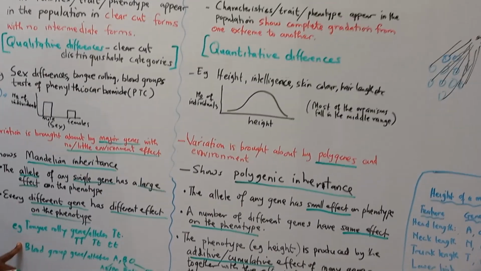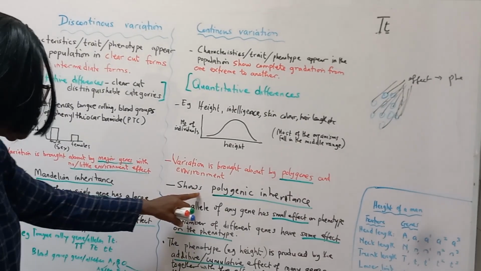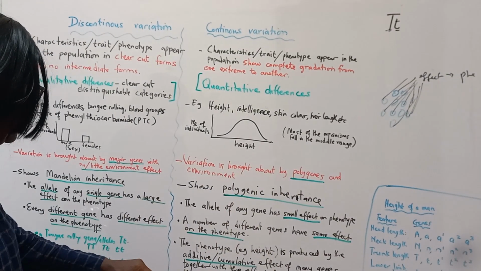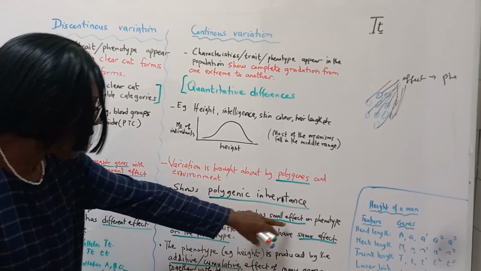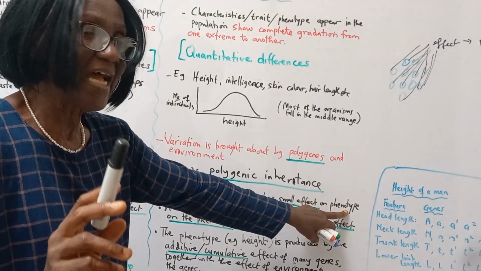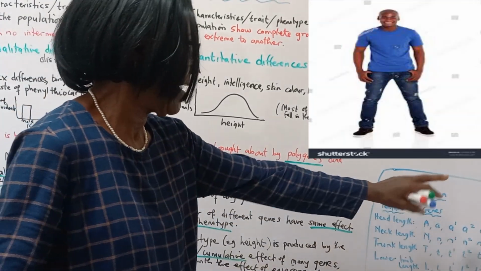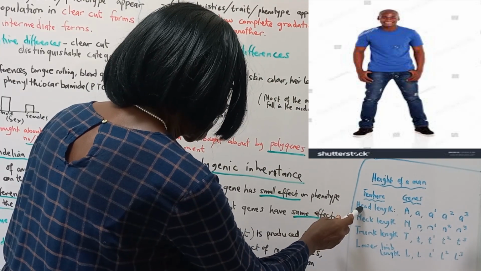Discontinuous variation. Now let's come here and look at continuous variation. It shows polygenic inheritance, and the allele of any gene has a small effect on the phenotype. For instance, let's take a phenotype like height of a man. As the man stands there, you take a feature like the head.